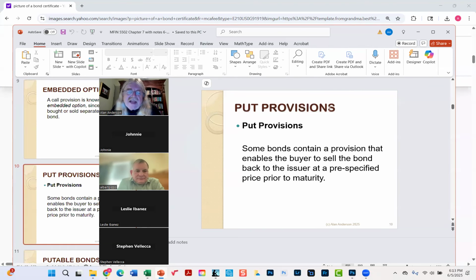The put provision, if it has one, means that it's the other way around. The owner can sell it back to the issuer if rates are going up and they want to try to buy another bond with a higher coupon rate. And then, of course, some bonds can have both calls and puts embedded in them. It can get very, very complicated very quickly.